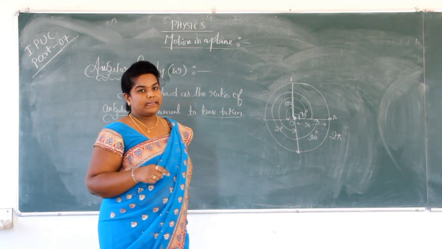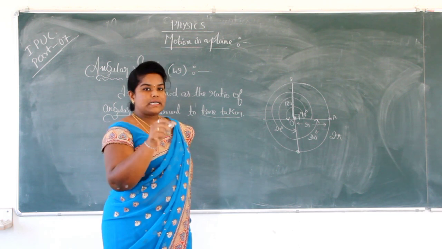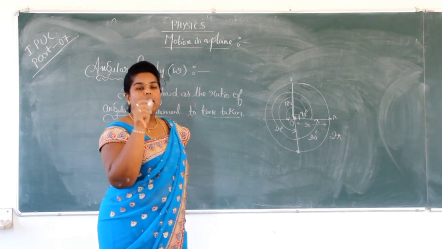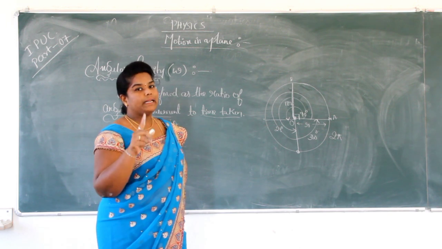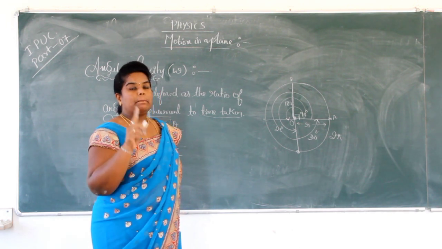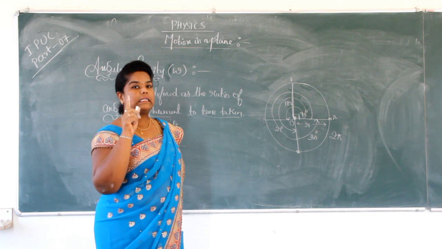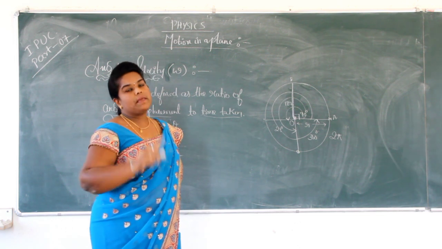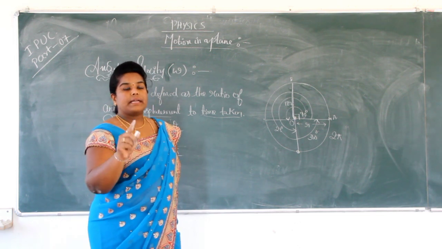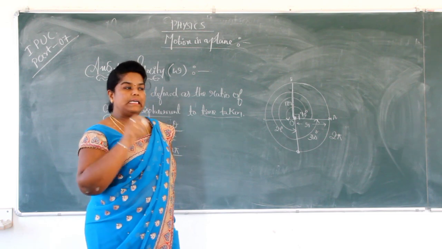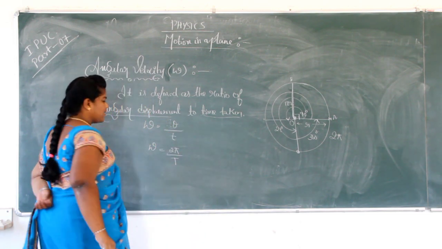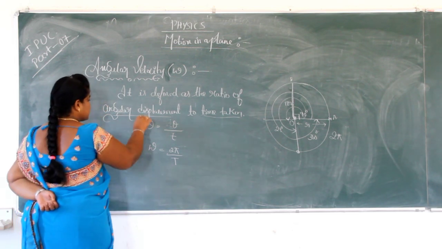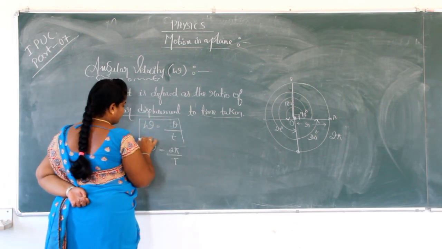Time period. What is the time period? It is the time required by the particle for one complete rotation. The time required for one complete rotation is called the time period. We represent that time period by capital T. So the time period is T. Dear students, this is the formula according to the definition.